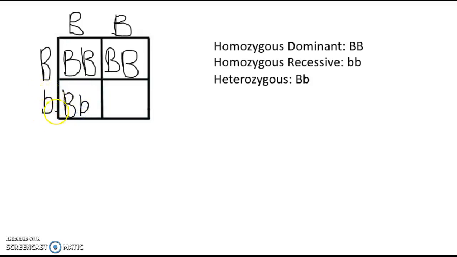Again, we're going to do the same thing, bringing this lowercase b over to this box, and then this capital B down to this box. So we know that it's going to be a capital and a lowercase. We'll write the capital first, and then the lowercase letter. And that is how you fill out a simple Punnett square.